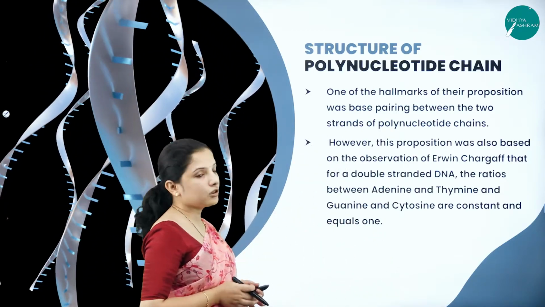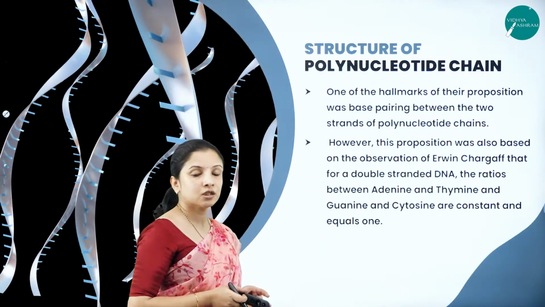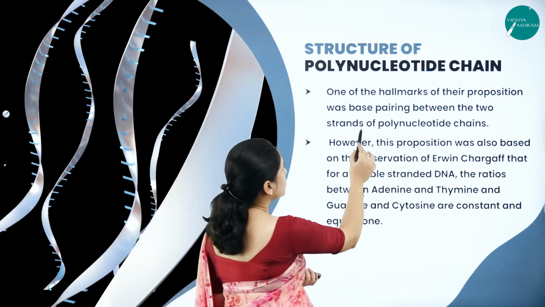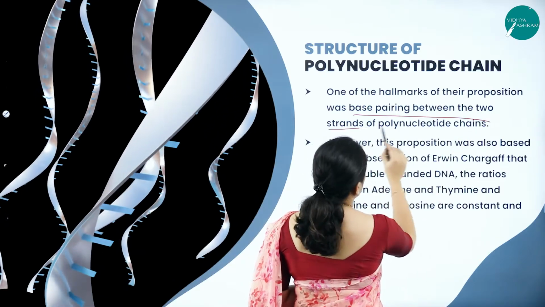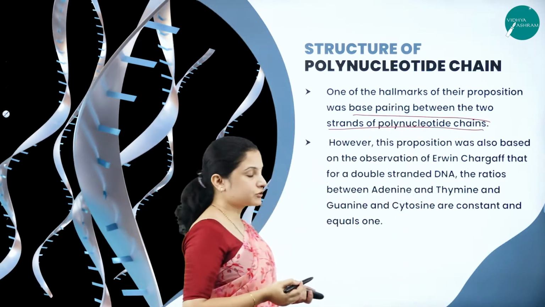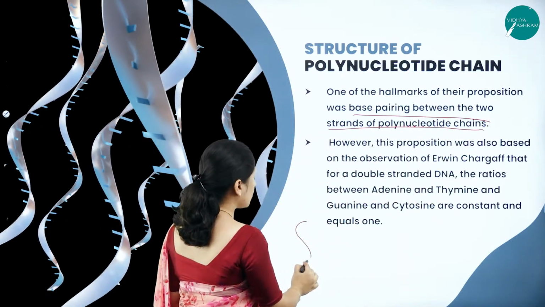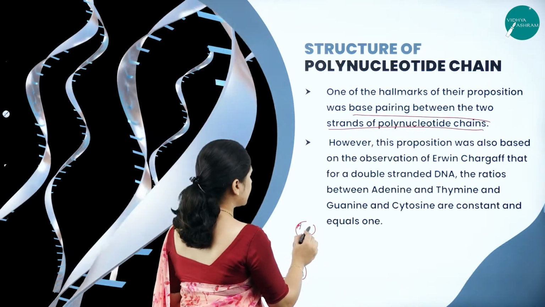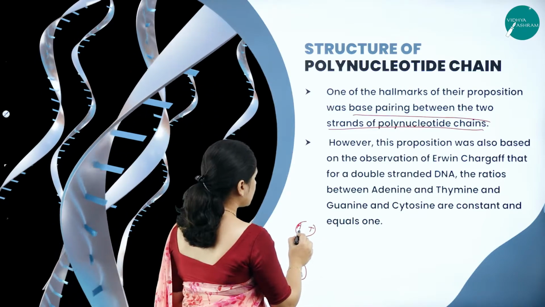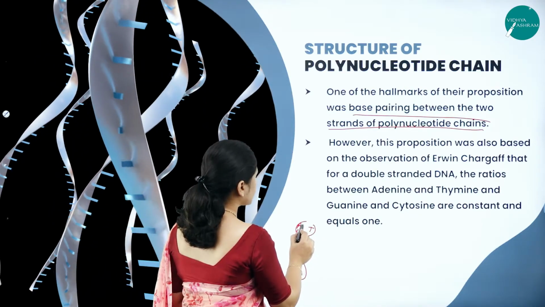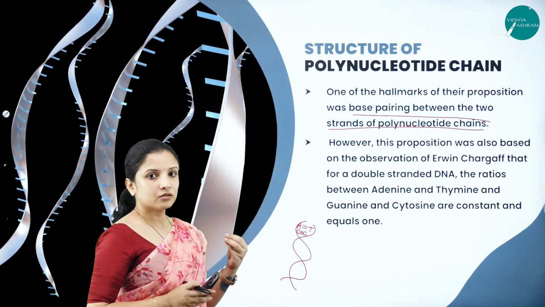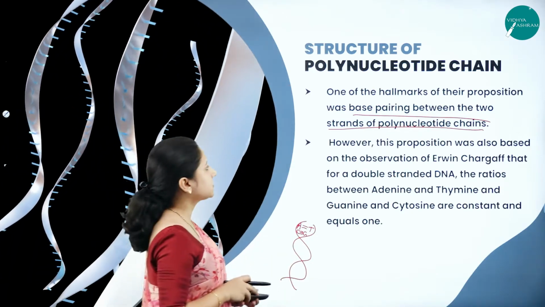One of the hallmarks of their proposition, that is Watson and Crick's, was the base pairing between the two strands of the polynucleotide chain. That is true. Because of the base pairing only, the DNA is called like this. Say for example, we have adenine here, then thymine, then cytosine, guanine. Because of the base pairing occurring between these, the helical structure of the DNA is formed.